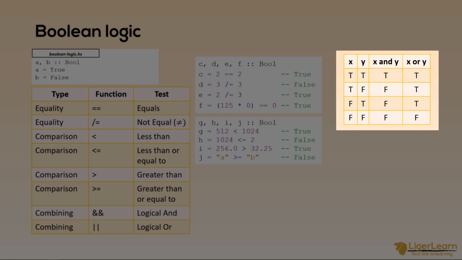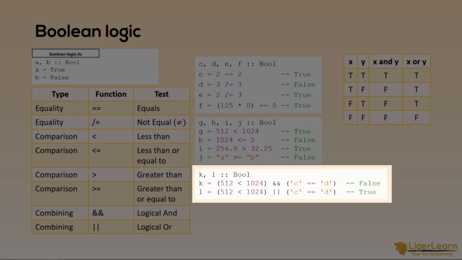If x is true and y is false, x and y will be false because at least one of x or y is not true. X or y will be true, and so on for the rest of the combinations. Now let's look at some code using the combining functions.